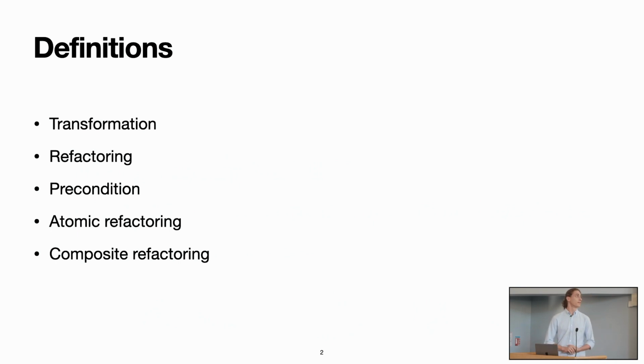So first up, we're going to start with defining some terms so we can have similar vocabulary while going through the presentation. So what are transformations? Those are non-behavior preserving source code modifications, whereas refactorings are behavior preserving source code modifications. Next, we have preconditions. Those are checks that have to be met in order for us to execute the refactoring. Then we have atomic refactorings. Those are refactorings that are not composed of any other refactorings, and composed refactorings consist of other refactorings.